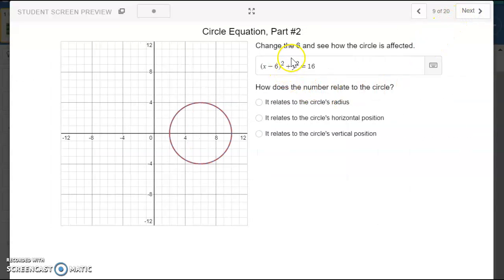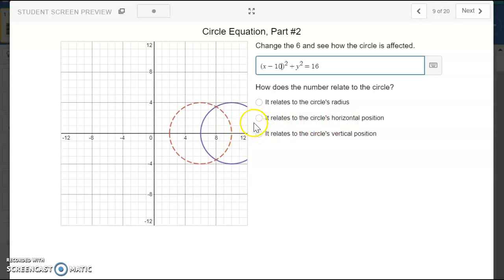All right, now change the 6 and see how the circle is affected. Okay, so if I change this 6, I can make this, say, 4. What happens? I've just moved the center of the circle. If I make this 1, what happens? It moves it farther. What if I make it bigger? Oh, it moves it to the right. So depending on how big the number is, it seems to affect the horizontal position of the center. Okay, so it relates to the circle's horizontal position.